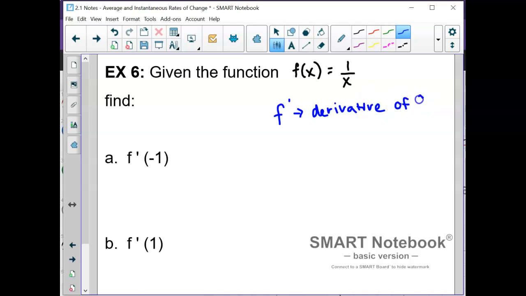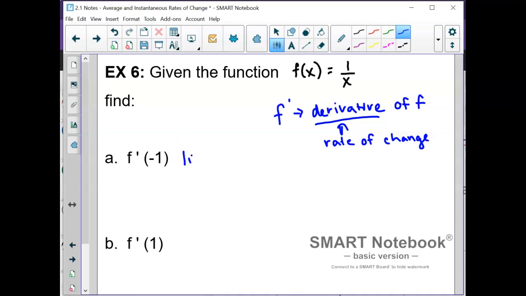of f. And remember, at the beginning of these notes, I said we will be talking about derivatives. Derivatives give us the rate of change. So we're looking at the rate of change of f at -1 is what we're looking for here. So we would be using that limit definition of a derivative.